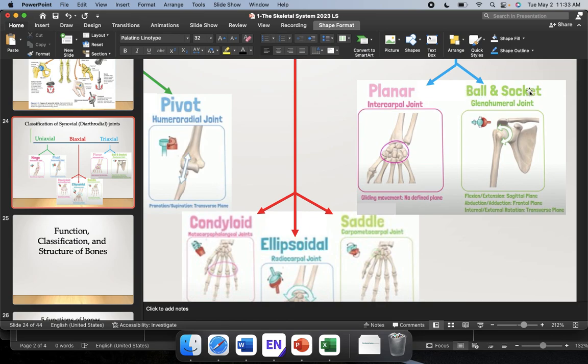Finally, we have our ball and socket joints, which again have some flexion and extension, abduction and adduction in the frontal plane, and rotation in the transverse plane. And that finishes this video of joint structure and classification.